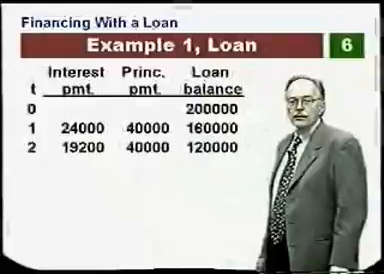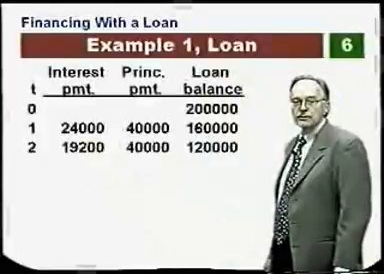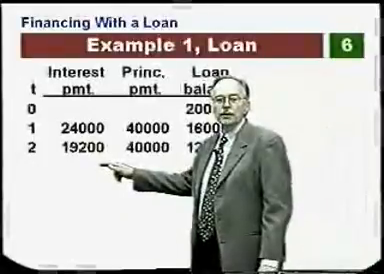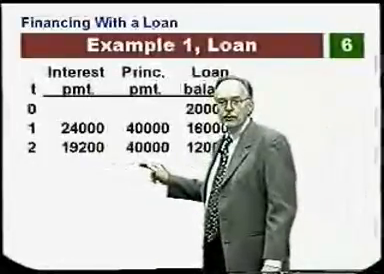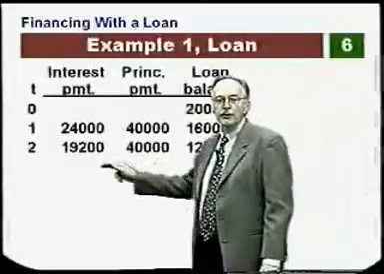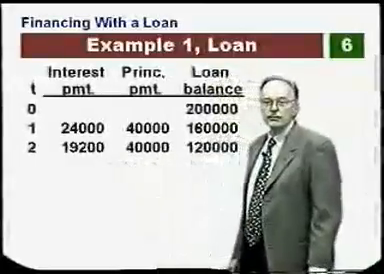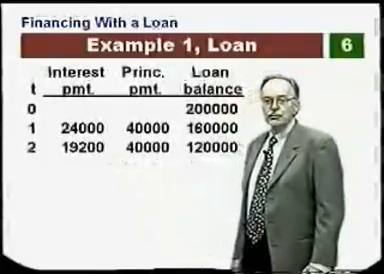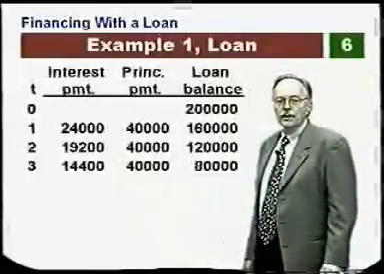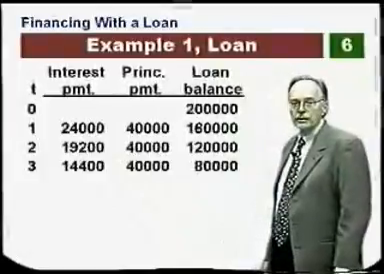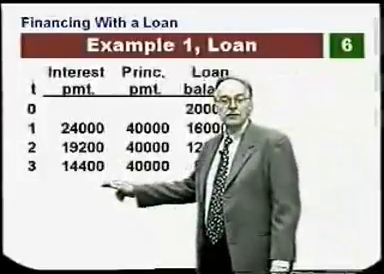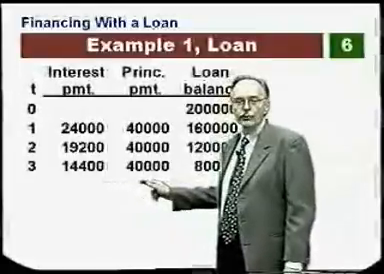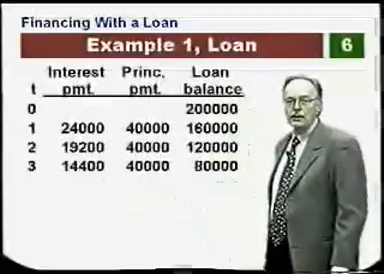In the second year, the loan balance of $160,000 generates at 12% an interest payment of $19,200. Principal repayment was fixed at $40,000, so the sum of $40,000 and $19,200 gives us $59,200. That's the total loan payment in the second year. The loan balance drops to $120,000. Then in the third year, the loan balance of $120,000 generates interest of $14,400. Together with principal, that's $54,400 for the loan payment. The loan balance drops to $80,000.